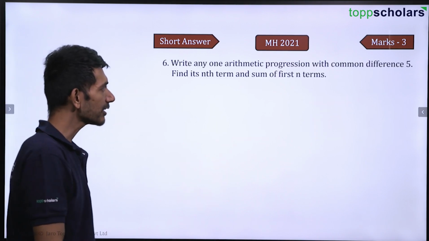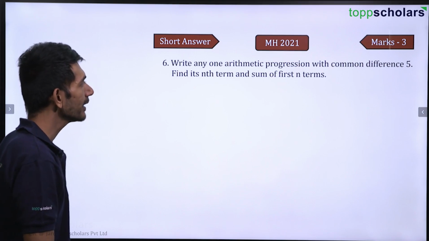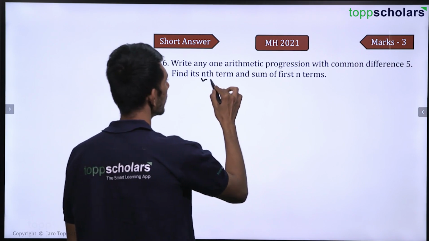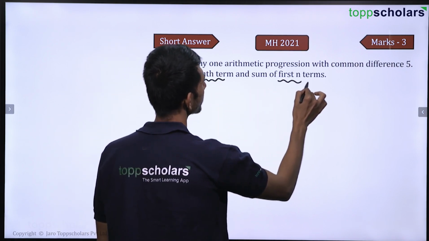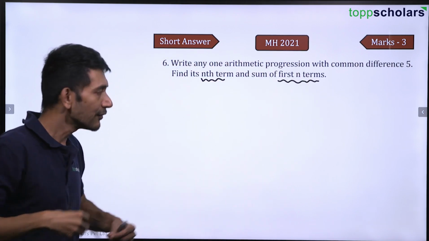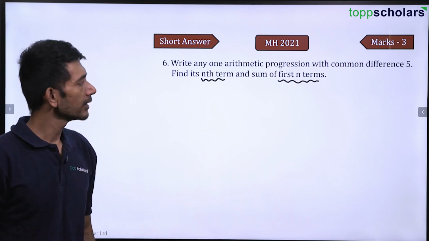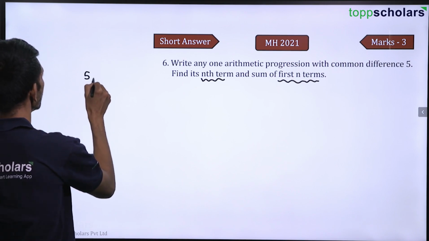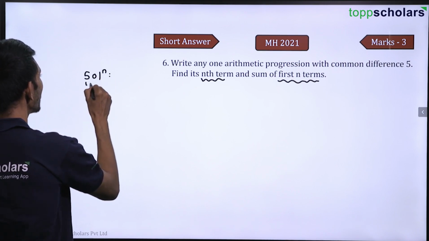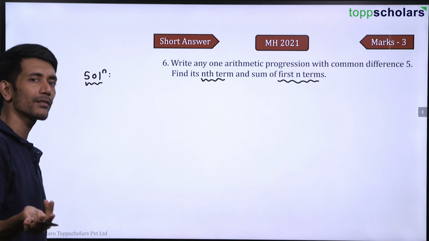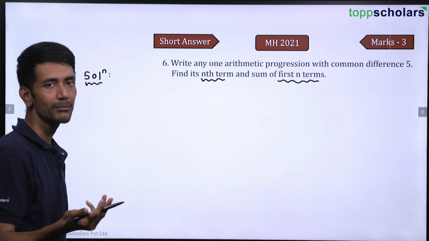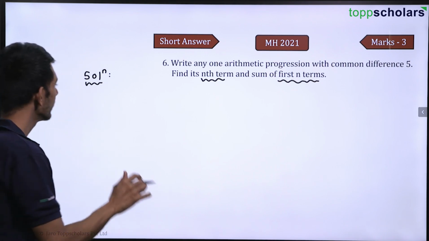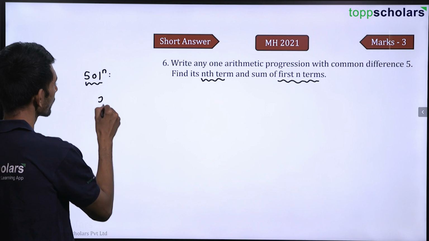Write any one arithmetic progression with common difference 5. Find its nth term and sum of first n terms. Now this is a very simple question. We are supposed to write down any one arithmetic progression with common difference 5. What you can do is, you can start with any number. Positive number, negative number. Even you can take a fraction, but that will be a little bit difficult. Let's make it easy. Let me start with say 2.